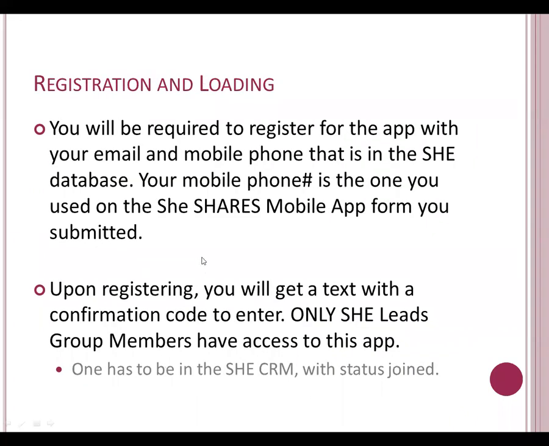There is a registration process, and part of that process was when you completed the She Shares mobile app form that asked you for your email and your mobile phone number that the app will be associated with. And so only those people who have filled out that form, and it's in our CRM, can get access to the app. So rest assured, if someone's not a member of She Leads Group, they will not be able to get into the She Shares mobile app.